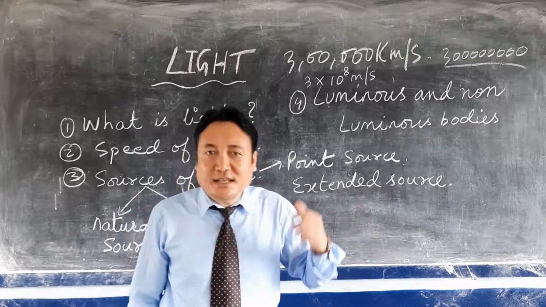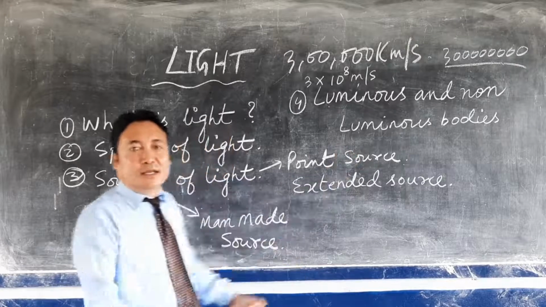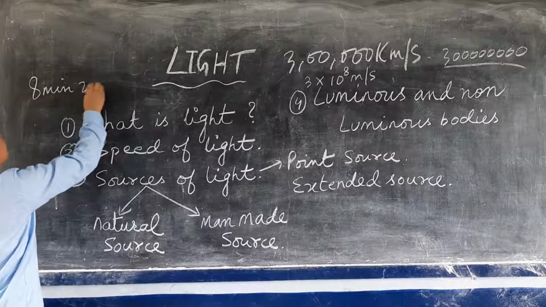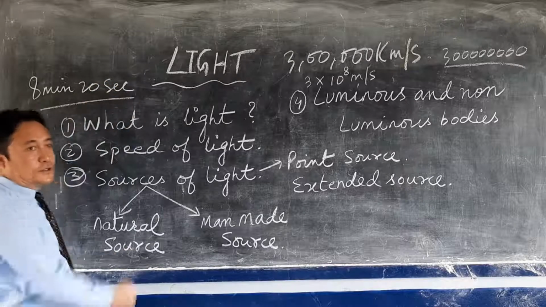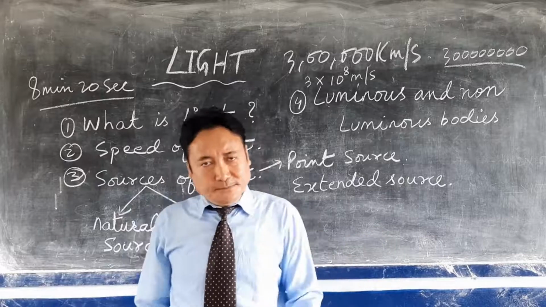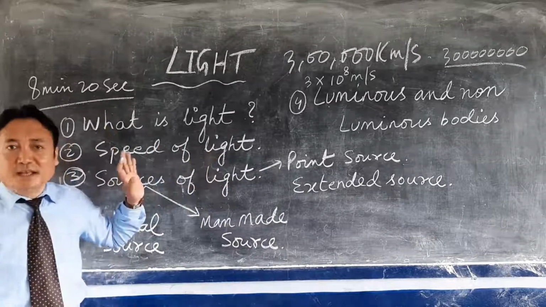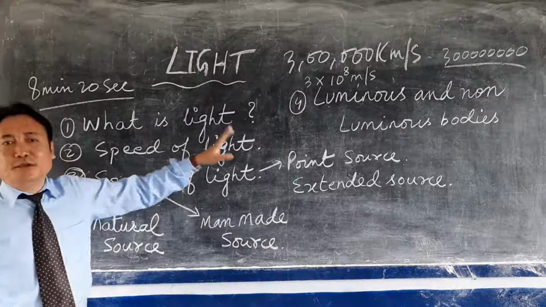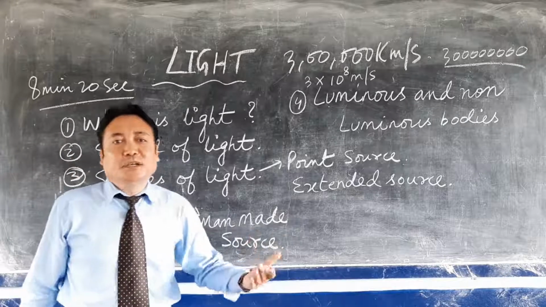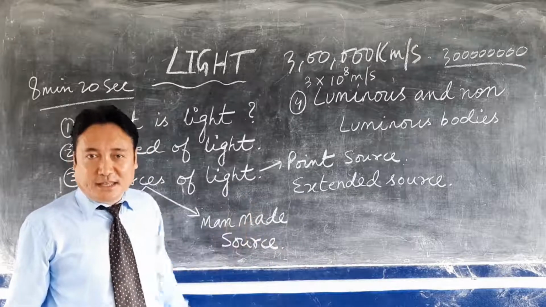So when the sun rises, the light from the sun needs 8 minutes 20 seconds to reach the earth. So this is also the time required by the sunlight to reach the earth's surface. This is about the speed of light. That is why the speed of light is very huge, very high. And there is no other speed which is greater than the light.